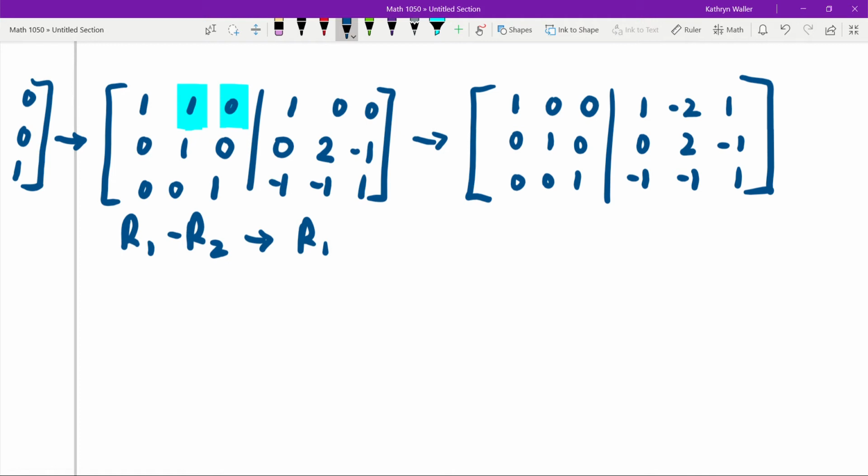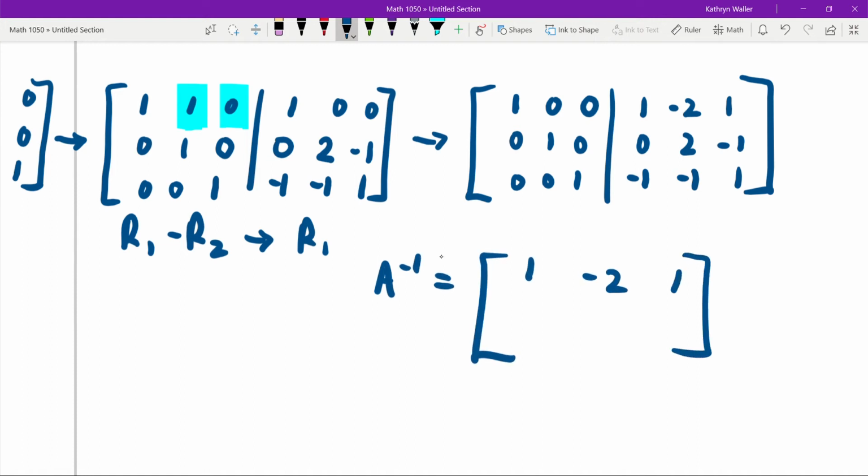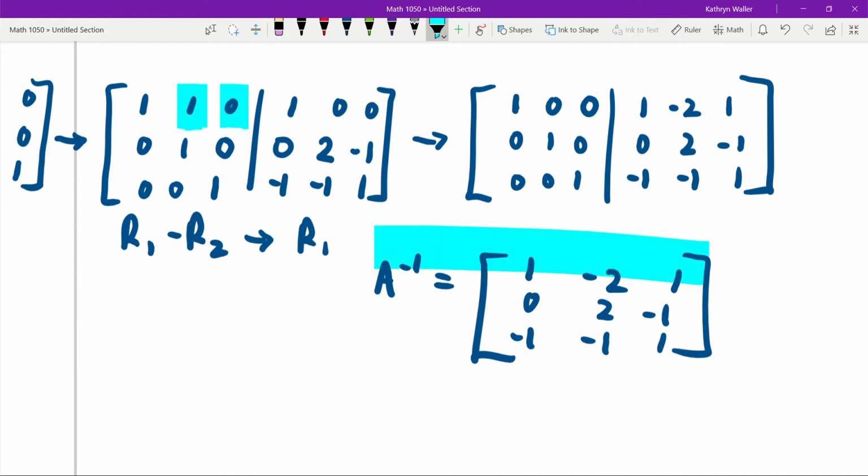What if you did that whole thing and then you didn't write your answer the way that they wanted you to? My guess is, I'm not exaggerating, I bet they'd take off half of it. That's just how it's going with this new midterm and final, the way they're doing it. So your final answer is my inverse is 1, negative 2, 1, 0, 2, negative 1, negative 1, negative 1, 1, and now I'm done.